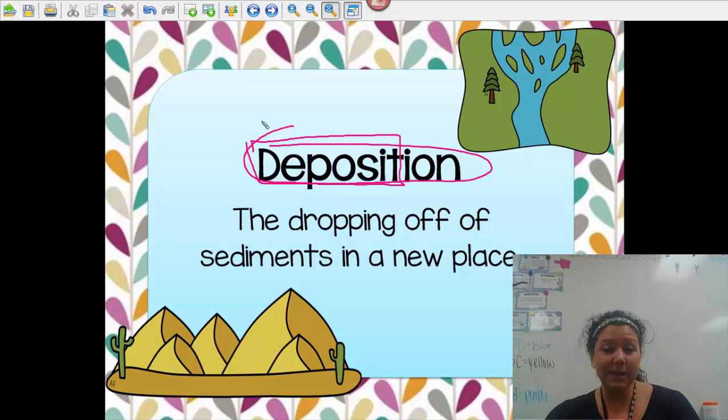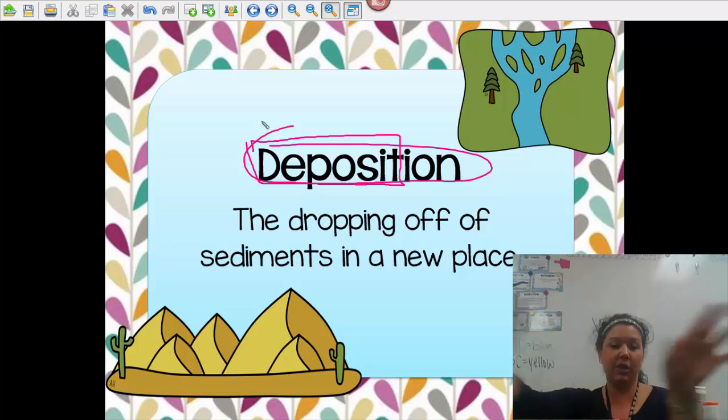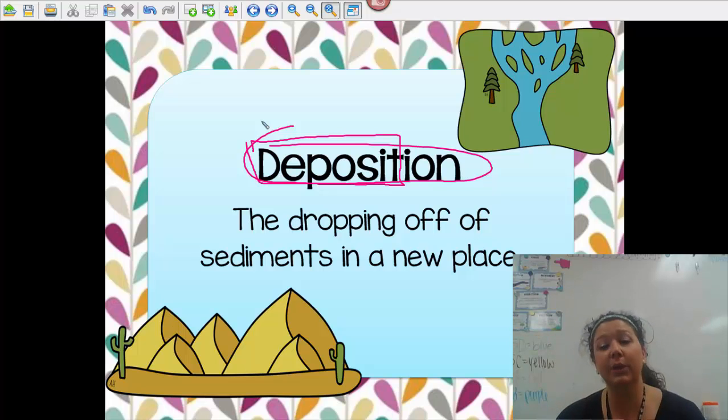Deposition is when those sediments that were broken off, then carried away, get dropped into a new place. Eventually the wind's going to stop blowing, the water's going to stop moving, and that sediment's going to have to go somewhere, and gravity is going to take it and pull it down wherever that force may stop. Okay, so deposition is when those sediments drop off in a new place.